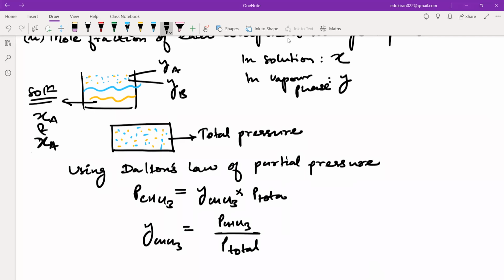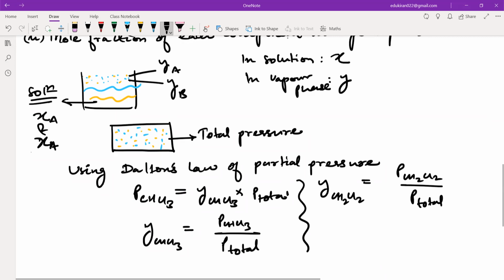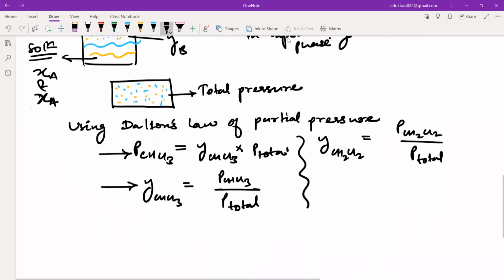ठीक है? Similarly, you have to calculate Y of CH2Cl2, which is equal to pressure of CH2Cl2 divided by P total. ठीक है? Now, if you ask me how is this coming, sir, how is this value coming, then I will explain. Otherwise, you can write and you can solve it. चलिए. If you have doubt, then you will ask.